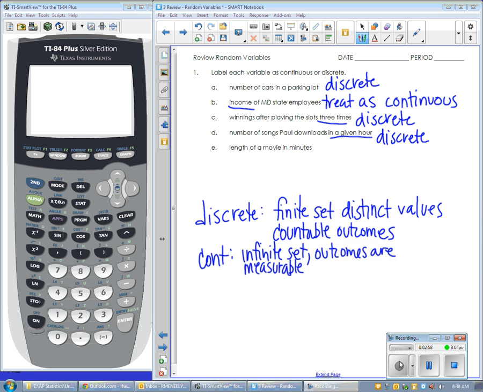And then finally, the length of a movie in minutes. There really isn't a cap to how long a movie can be. And so similar to the income situation, you could certainly count the number of minutes, but if there isn't a limit to how long a movie can be, if there's not a cap, then it's not finite. It would be considered infinite. And so again, it makes more sense to treat this as continuous, even though you might be able to argue that you could think of it as discrete. It makes more sense to treat this as a continuous random variable.